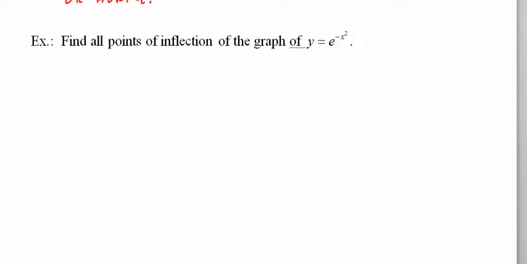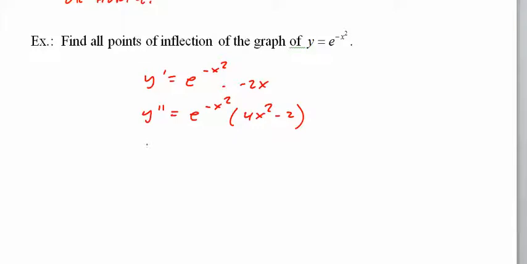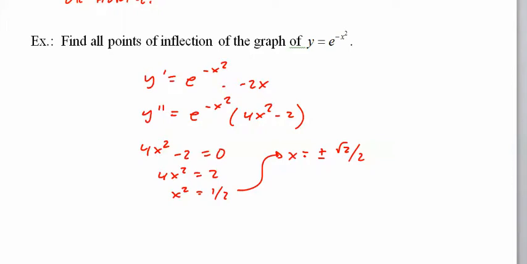So we're looking for points of inflection on the graph here. Y prime equals e to the negative x squared, negative 2x. Y double prime's a mess. To save time, I'm going to blast it out. After we do it all and take the derivative, we find 4x squared minus 2. So we say, what is 4x squared minus 2 equals 0? 4x squared equals 2, x squared equals 1/2, x equals plus or minus square root of 2 over 2.